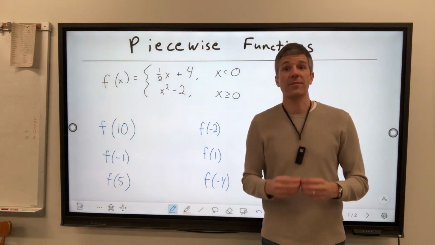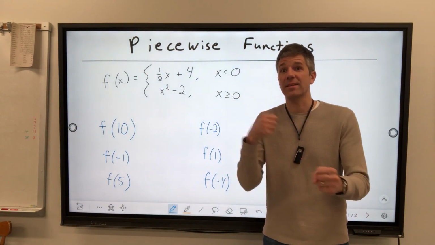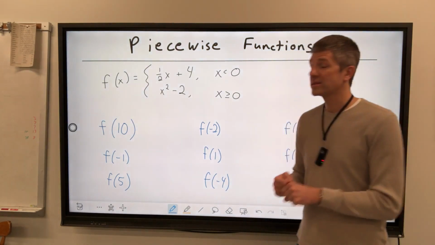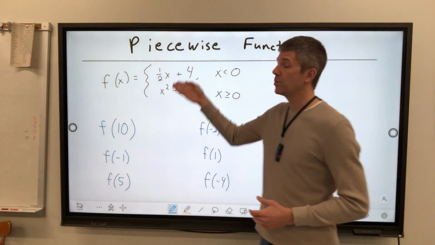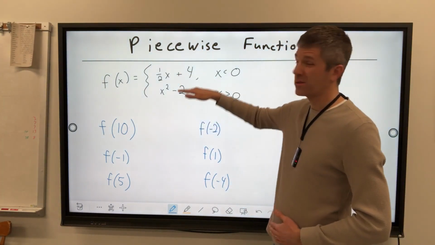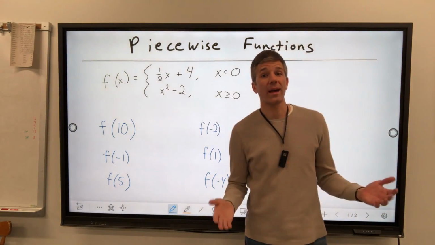So now we have to decide where to send that input. So where is that input going to go? We have two pieces in this case. Is it going to go into the top one or the bottom one? Well, it depends on what our x value is.